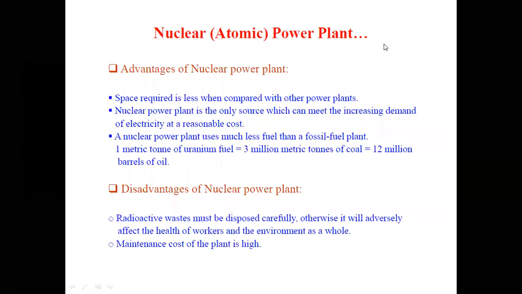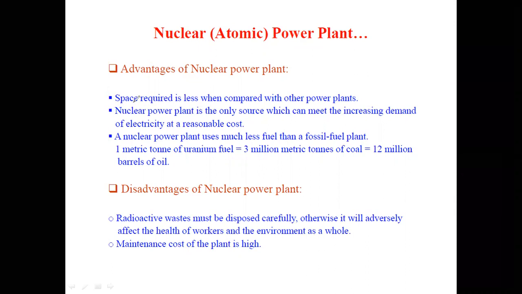The advantages and disadvantages of the nuclear power plant. Another name for the nuclear power plant is atomic power plant. The main advantage of the nuclear power plant is that the space required is very small compared to the thermal power plant. In the thermal power plant, the fuel requirement is more. You need to import the fuel, with a coal storage plant, coal handling plant, ash handling and ash storage plant. The land requirement is more.